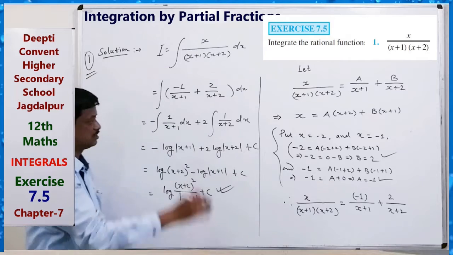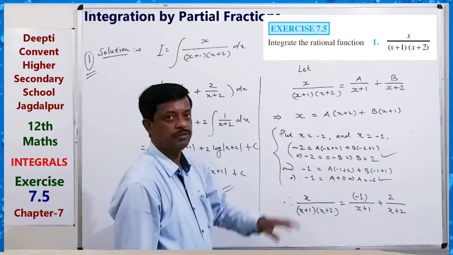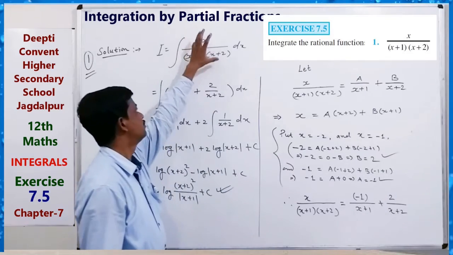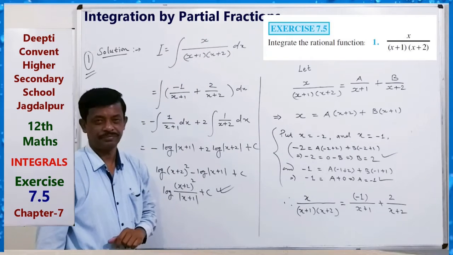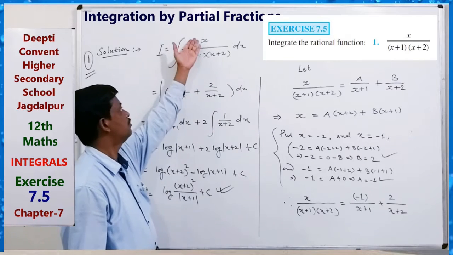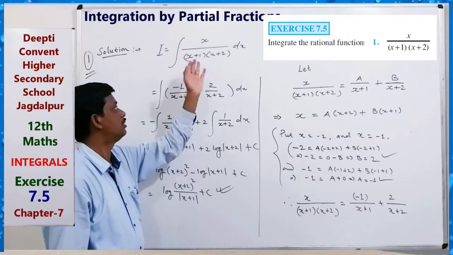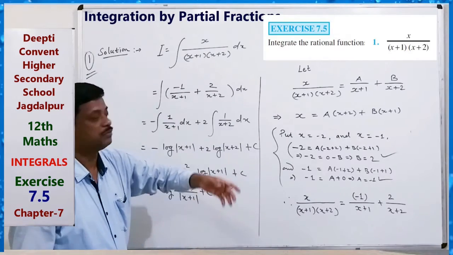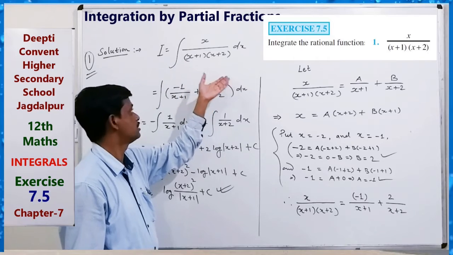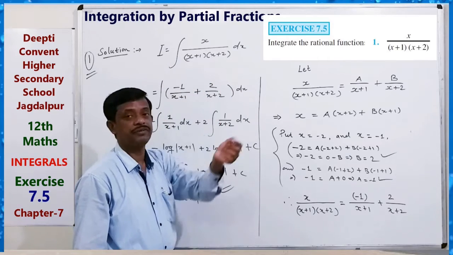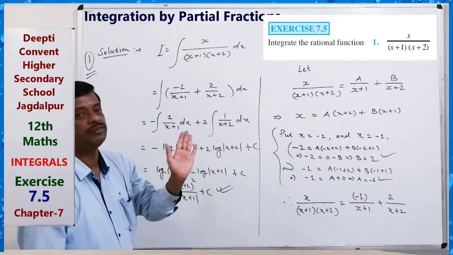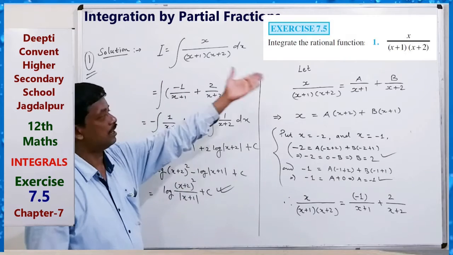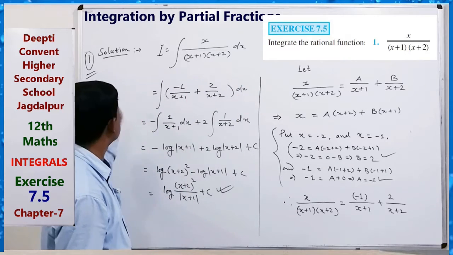So integration of this. So what is the main thing? If there is a rational function, numerator having low degree, denominator having greater degree, then we can express it as a partial fraction. For partial fractions, the denominator should be factorized as a product of linear factors, and then we can write like this. So this was the solution of question first.